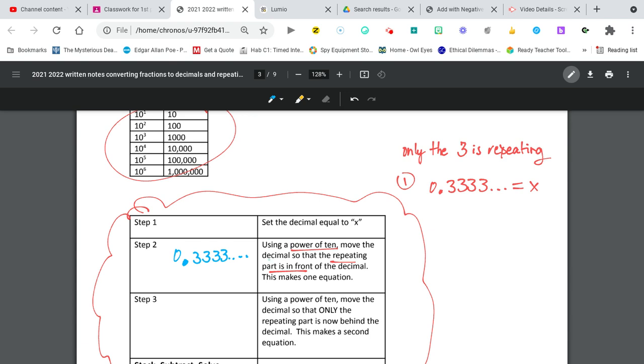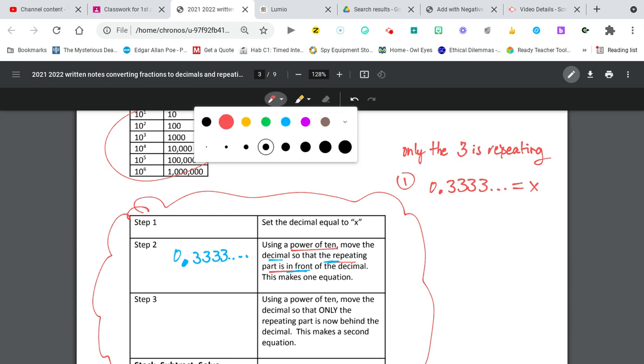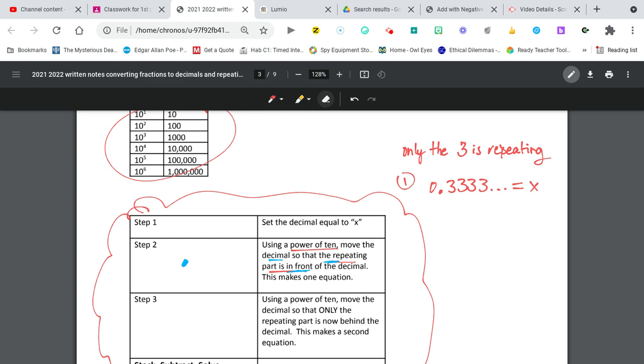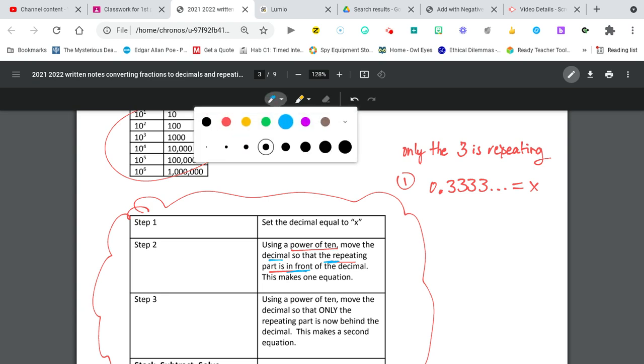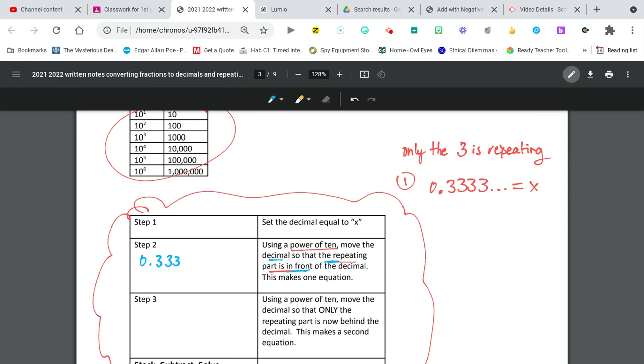But it says move that decimal so that the repeating part is in front of the decimal. Right now, the 3 is repeating, it's all behind the decimal. So I need to move this so that it looks like this. Hold on, guys. Let me erase that. I need to move it so that it looks like this, guys. Okay? So the question becomes, what am I multiplying by to move my decimal from here to basically here, guys?